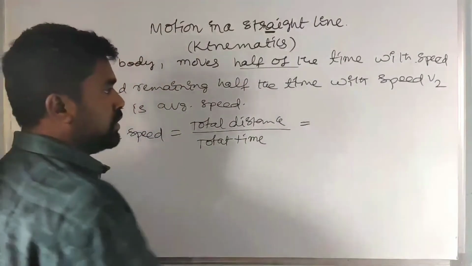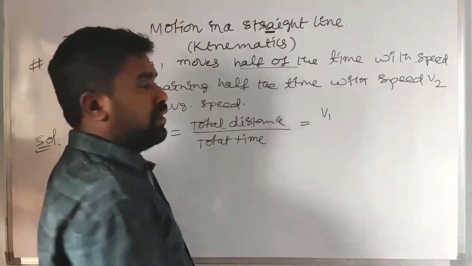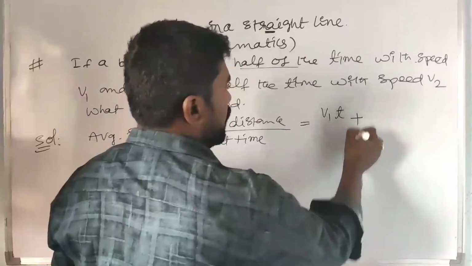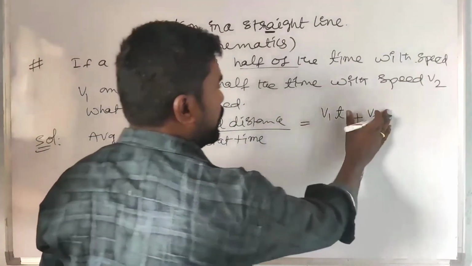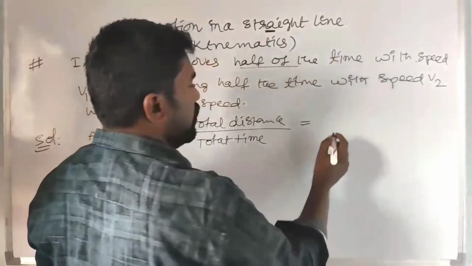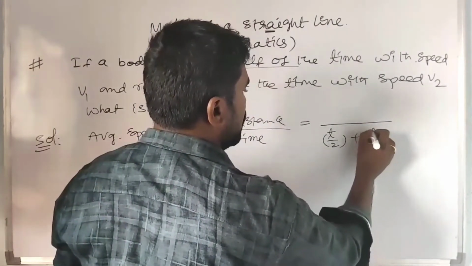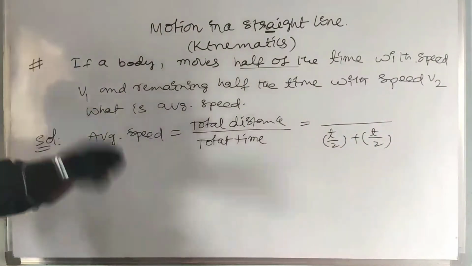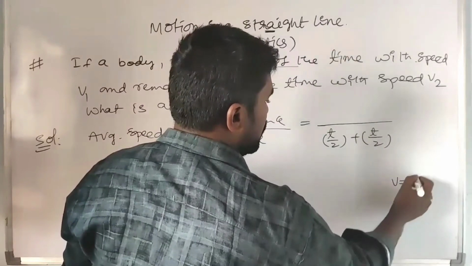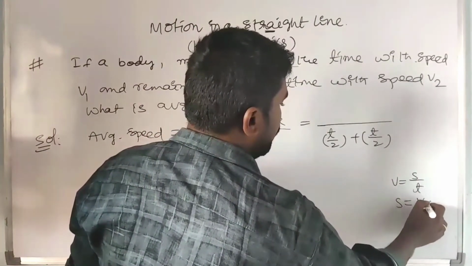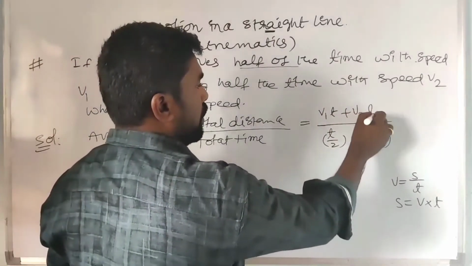So total distance is equal to speed into time. How much speed here? v1 speed. How much time here? t time, and plus speed into time. The total time is nothing but half the time plus half the time, that is the total time. Distance is equal to speed into time. The first is v1 speed into time and plus v2 speed into time. So this is the total time.